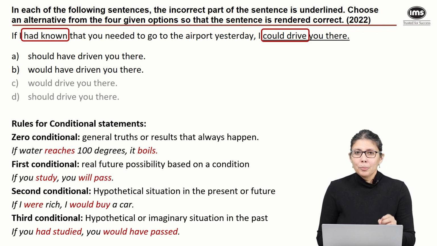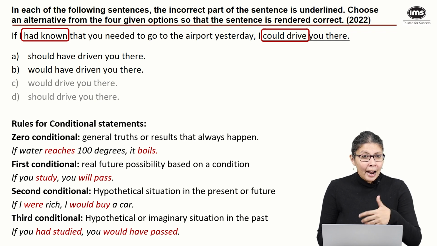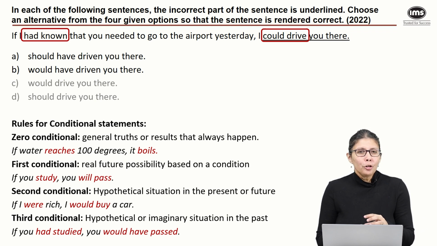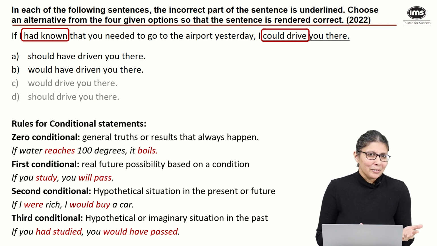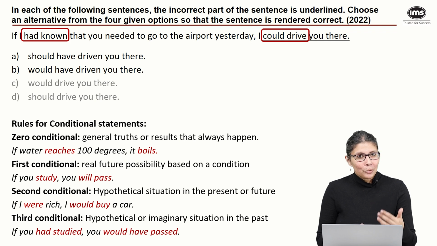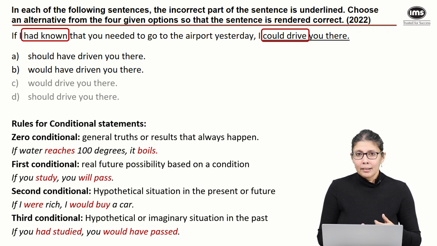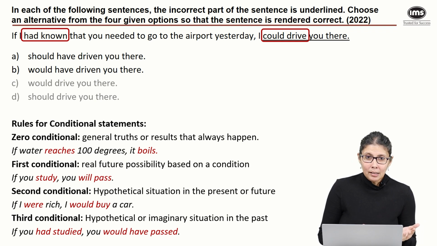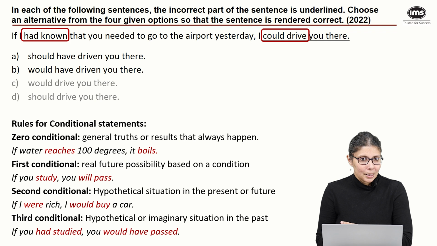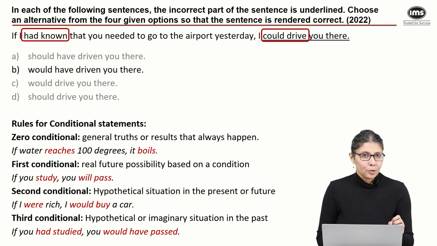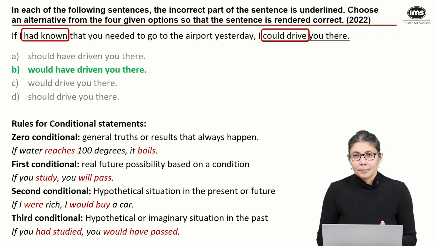So, what is the difference between would and should? Would says that I would definitely have done it had things been different. But should says that it was desirable for me to have done it, but I might not actually have done it. So again, look at the author's intention, and that is why understanding the meaning is very important. And in most cases, when you're using the third conditional, you should say that if I had done something, then I would also have done something else. Therefore, we will eliminate option A and select B as our answer.